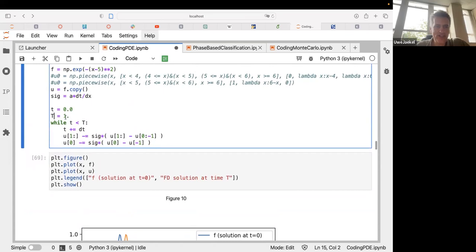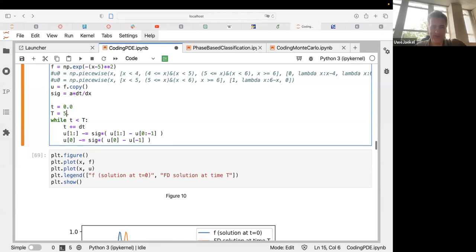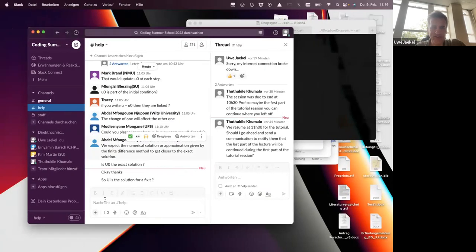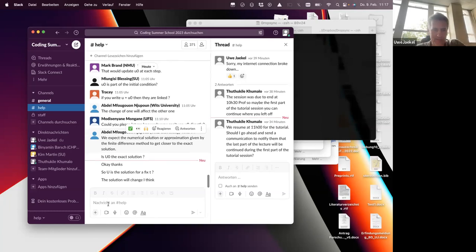So what would happen? What do you think? What would happen if I say t equals 5? What would be the difference? Maybe you can write down the solution in the chat. Now I move to t equals 5. Yeah, the solution will change, certainly. Any idea how it will change?